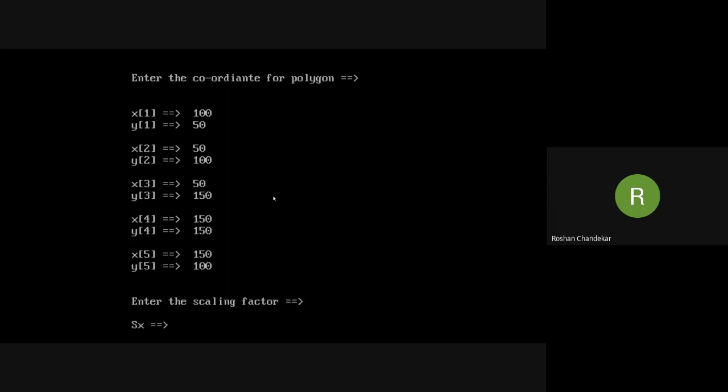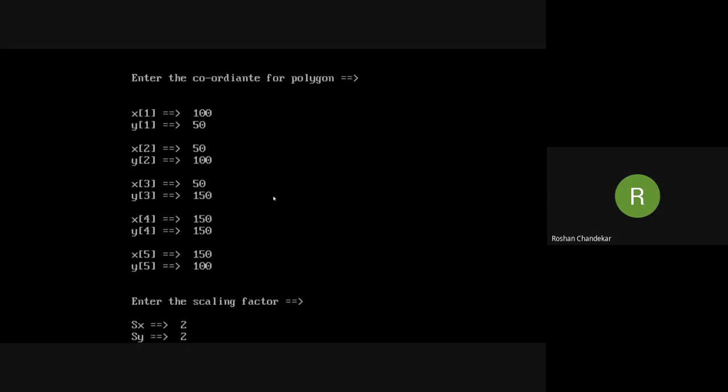After entering, it asks for the scaling input, meaning how large we want to scale our polygon. I want double. Whatever the polygon is, from x1, y1 to x5, y5, I'm going to double it in scaling. So I enter the sx value, that is 2, and the sy value, that is 2.